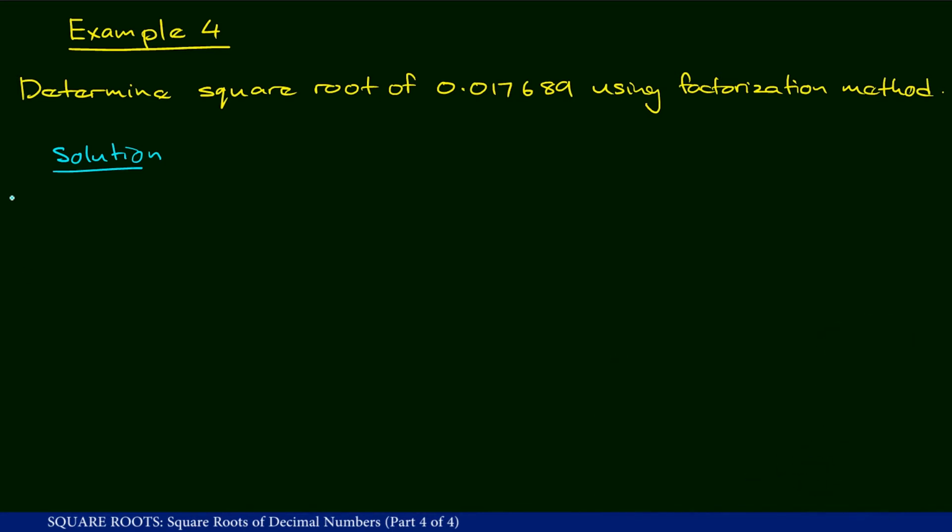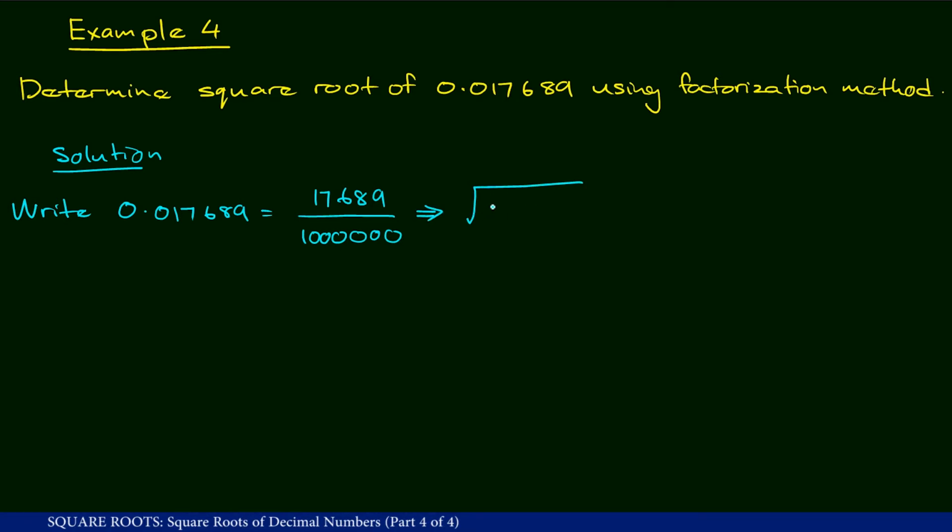Let's do it. So as usual, we're going to write this expression as a fraction of integers. This is going to be 17,689 over 1 million. So if you want to find the square root of 0.017689, that is going to be the square root of 17,689 over the square root of 1 million.